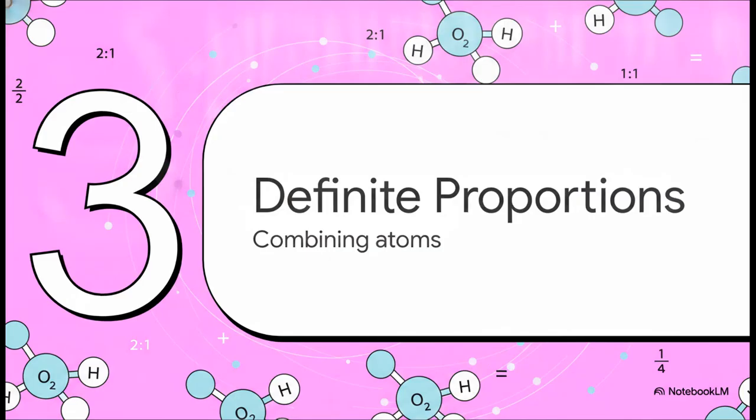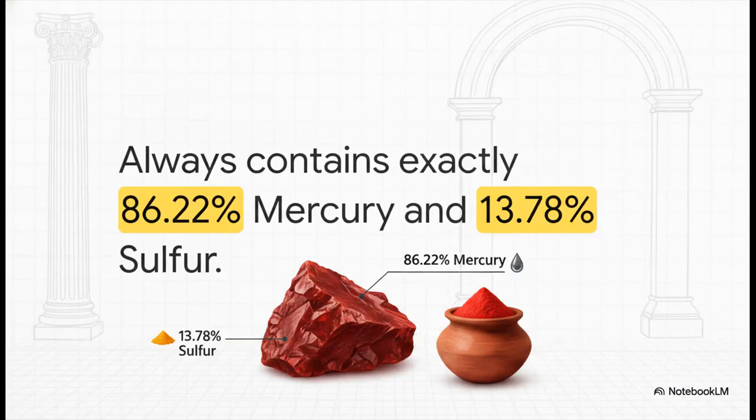Section 3. Law of definite proportions. Okay, so if mass is perfectly conserved, how do elements know exactly how much of each other to combine with to form a specific compound? History gives us a really colorful answer. Look at this red pigment used in ancient painting. It was known as cinnabar in Rome and hingula in India.